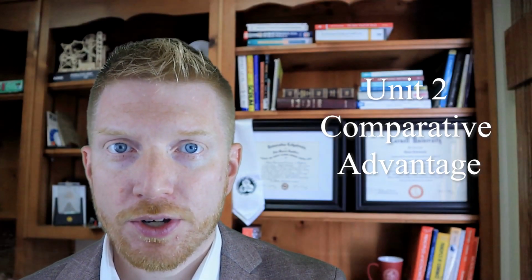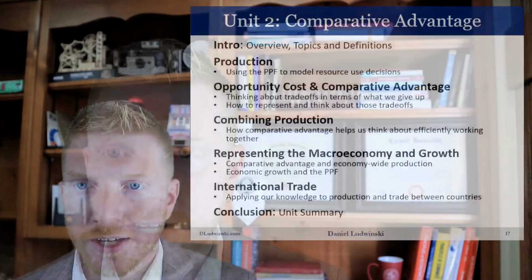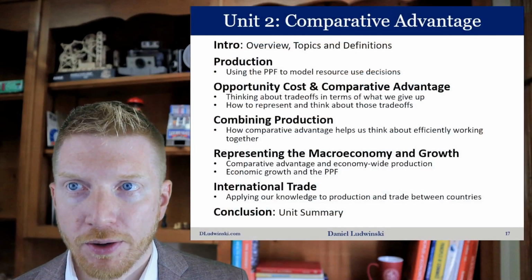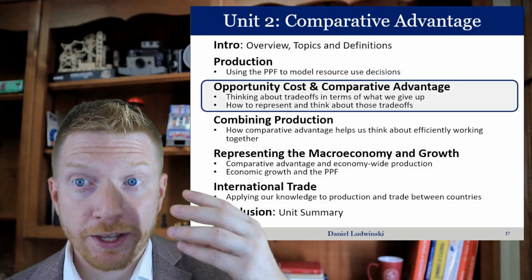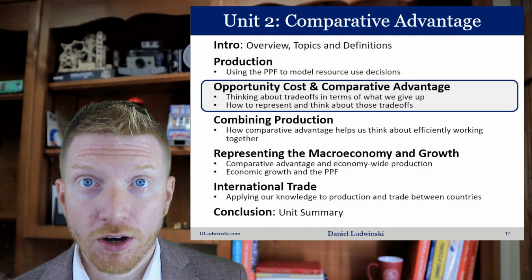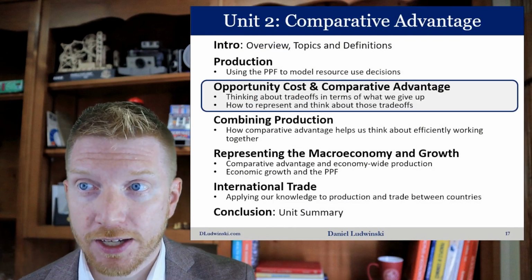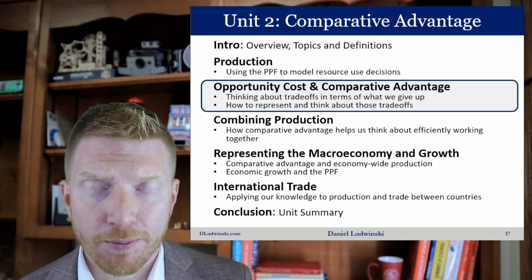In this unit, we're talking about comparative advantage and production. And what we're going to do in this video is be thinking about opportunity cost and comparative advantage. So this is really the heart of this unit. We're going to be getting into the meat of things here in thinking about these trade-offs.